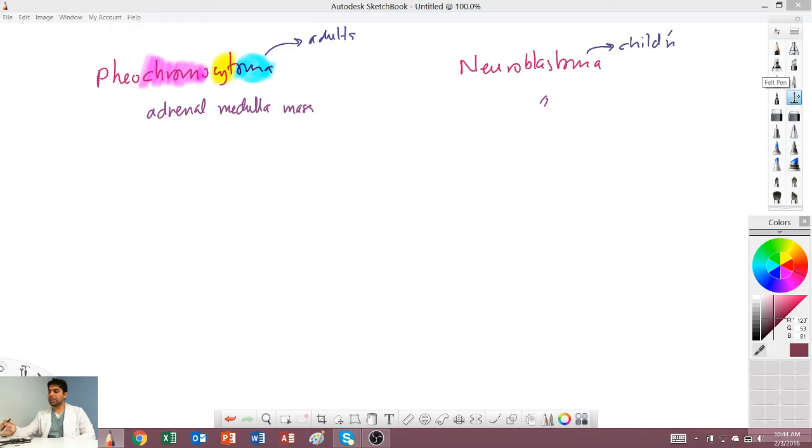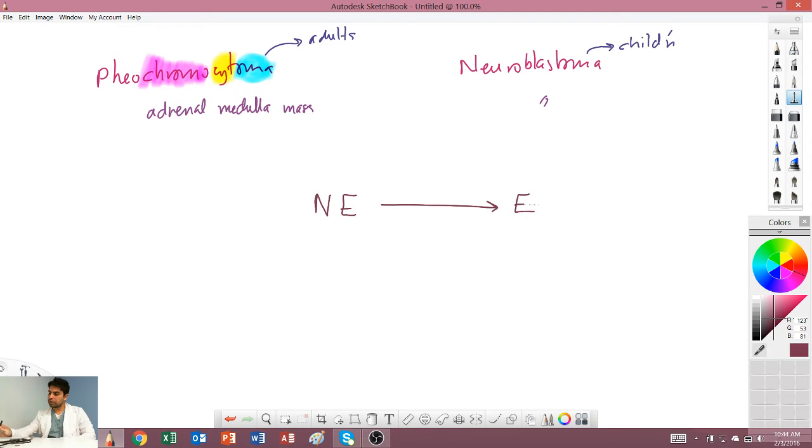Which enzyme should be increased in these two tumors? Which enzyme activity? Increased or decreased? Increased. Dopa... no, not Dopa. Methyltransferase. So the conversion of norepinephrine to epinephrine is increased, because they produce mostly what? Epinephrine. So you'll have increased activity of this enzyme.